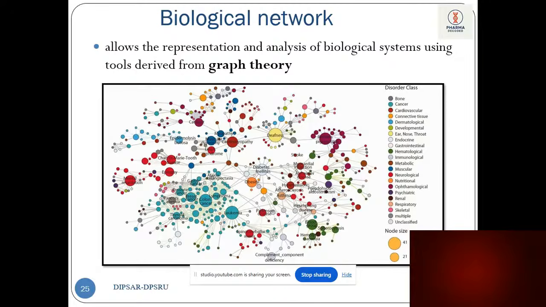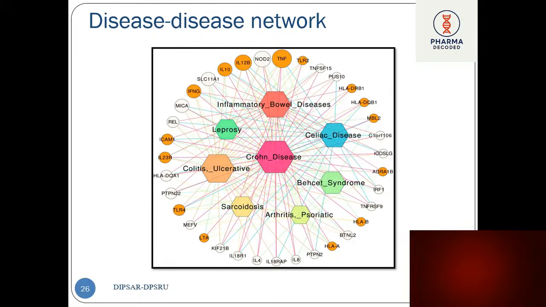When we talk about biological networks, these networks are based on graph theory. If you want to know about graph theory, you should read about it. As I already explained, when a patient is suffering from multiple diseases, with multiple interactions, it is very difficult to identify the particular targets playing a role in the development of that particular disease, right?